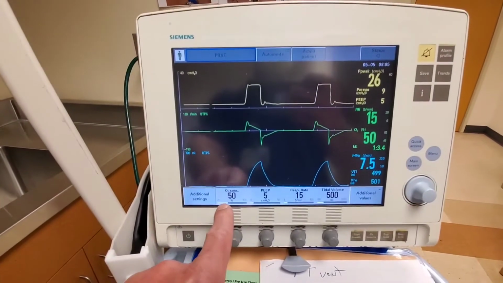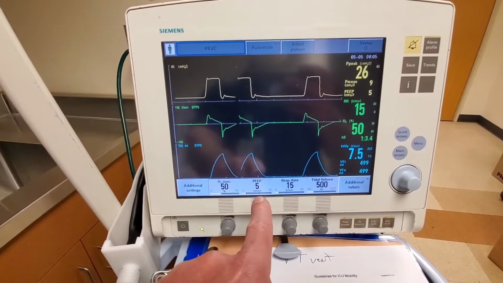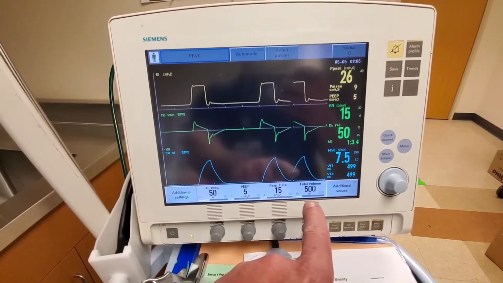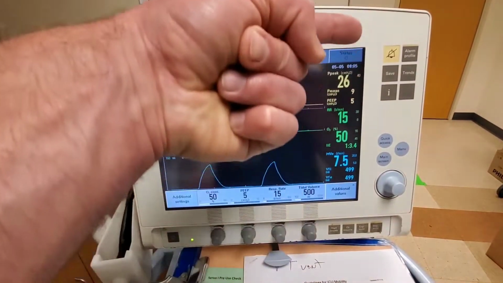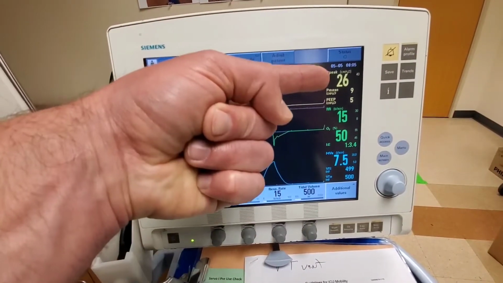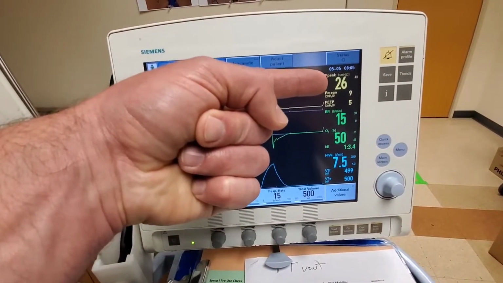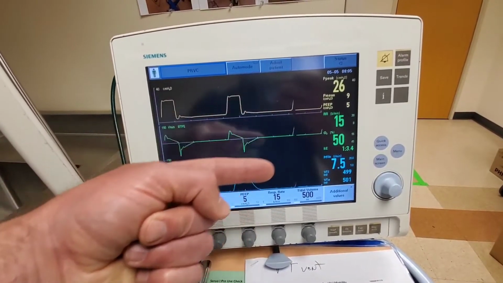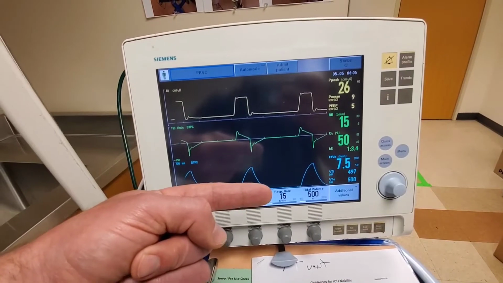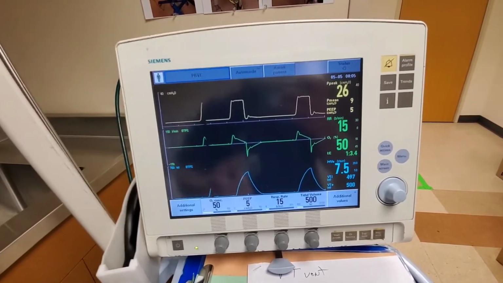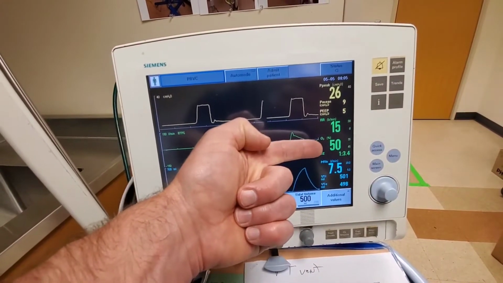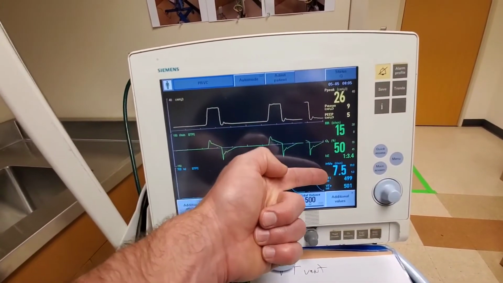This is the FiO2, the PEEP, the set respiratory rate, and the tidal volume. In this column right here, this is what's happening. So that's the peak pressure. That's the respiratory rate, which is the same as the set rate, but it could be higher if the patient is spontaneously breathing. That's an analyzed FiO2. It should always be the same as what's set.